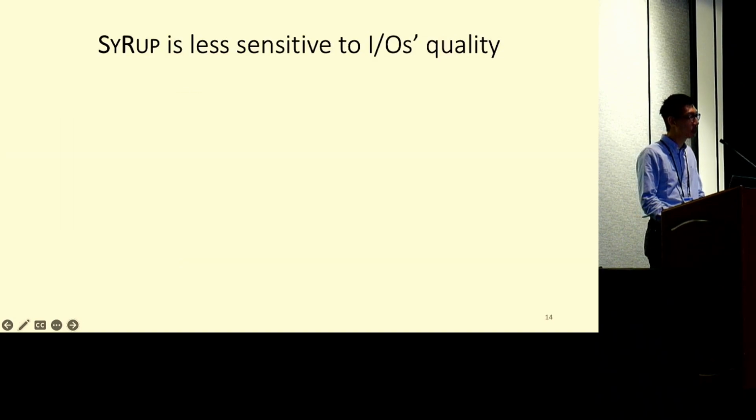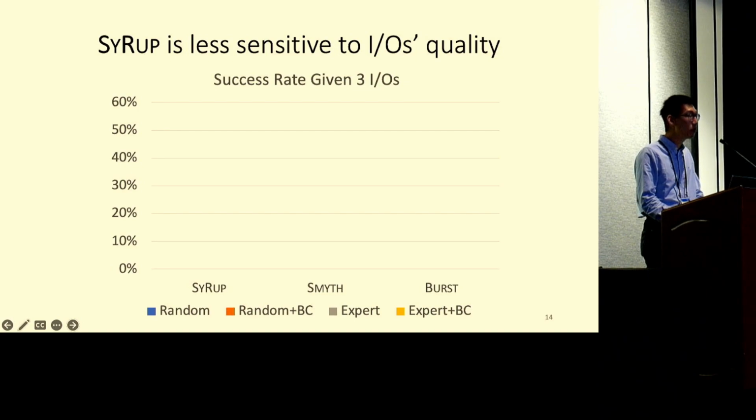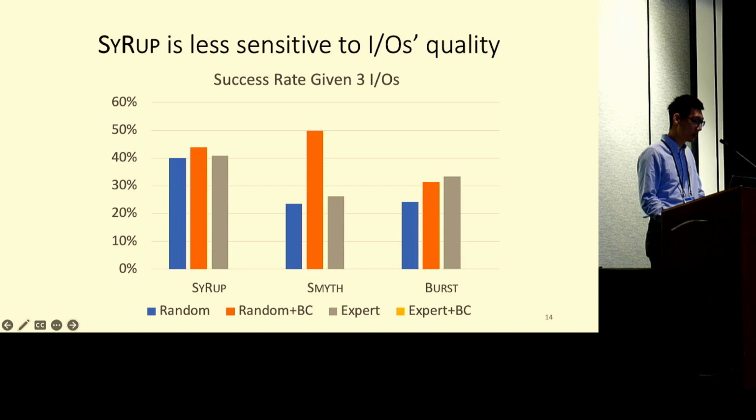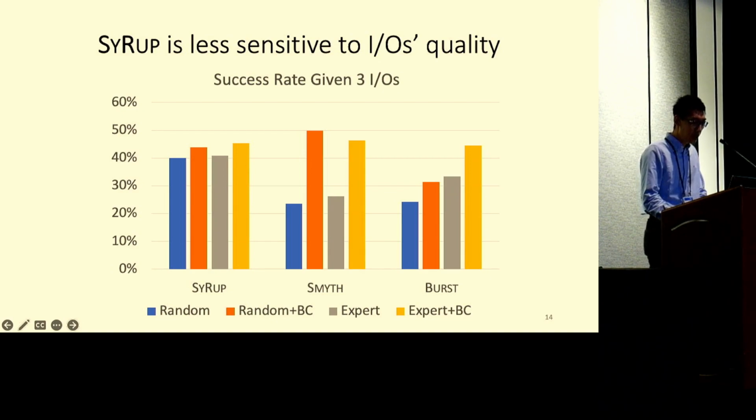Now we move on to more diverse example sets. Here, we fix the number of examples used in each synthesis instance to be 3, and compare synthesizer success rate. Recall the 4 example classes we talked about. There are random without base case, random with base case, expert without base case, and expert with base case. We observed that, in general, synthesizers perform better when given expert examples compared to random examples, or when the base case is included. But surprisingly, Syrup's performance is only affected to a minimal extent by the quality of the examples.